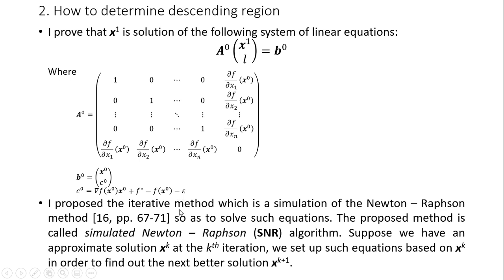I propose an iterative method, which is a simulation of the Newton-Raphson method, so as to solve such equations. The proposed method is called the simulated Newton-Raphson SNR algorithm. Suppose we have an approximated solution Sk at the kth iteration. We set up such an equation based on Sk in order to find the next better solution S(k+1).